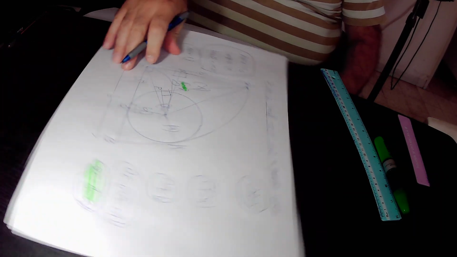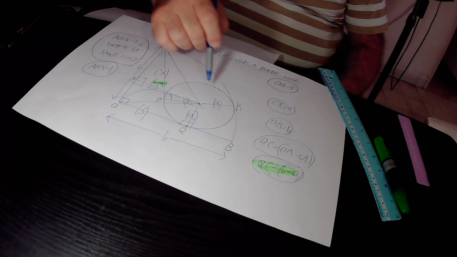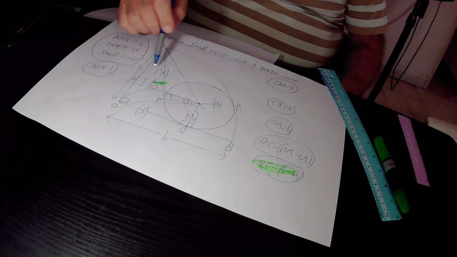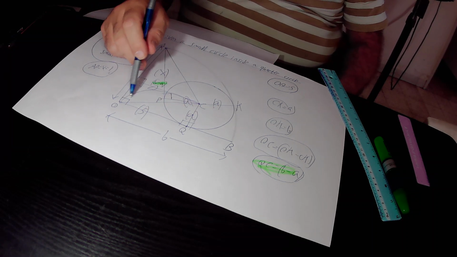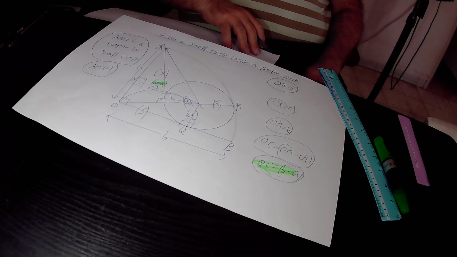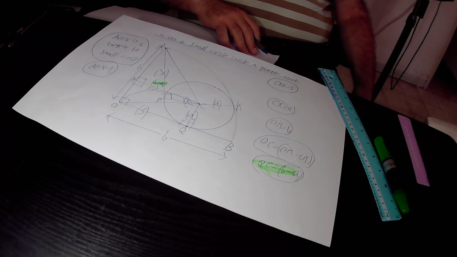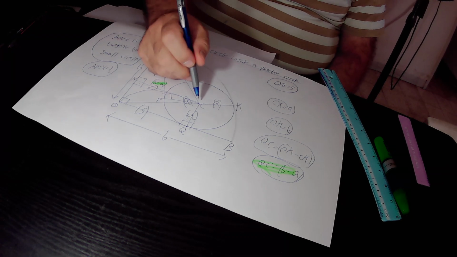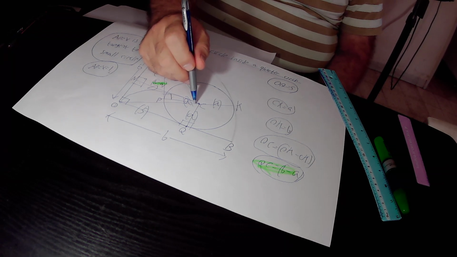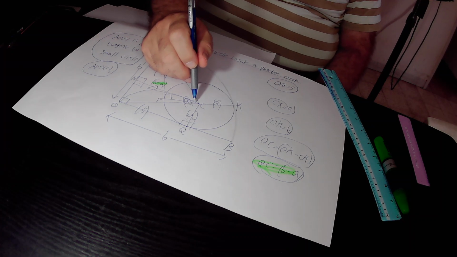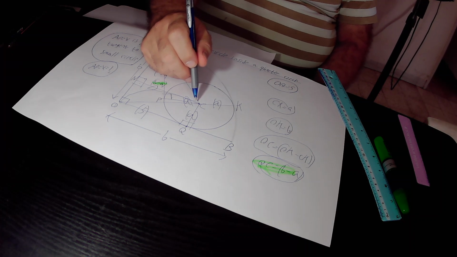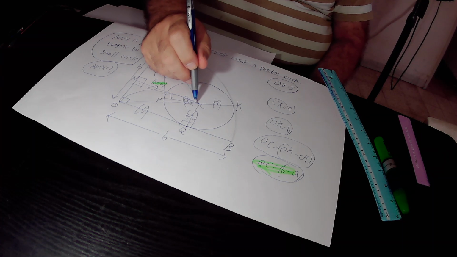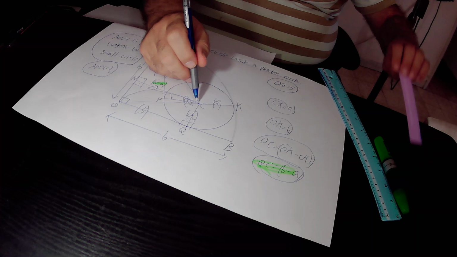By doing this construction, we get quadrilateral NCQO. Inside this quadrilateral NCQO, we have 1, 2, 3 right angles. The sum of 3 right angles is 270 degrees. So 270 degrees plus the size of this fourth angle, in total they must be equal to 360 degrees, according to the rule that states that the sum of the angles in any quadrilateral is equal to 360 degrees. And therefore this fourth angle must be equal to 90 degrees in its size.